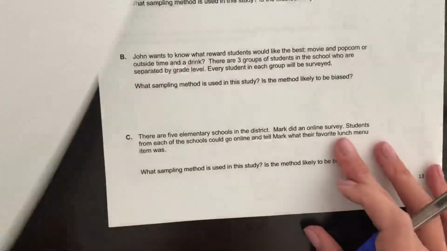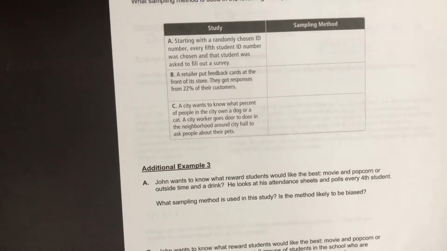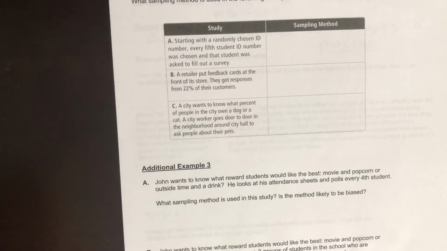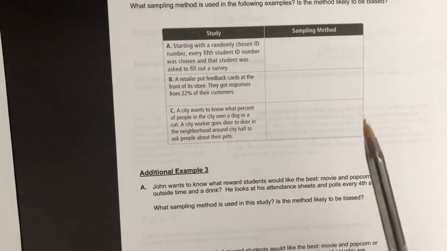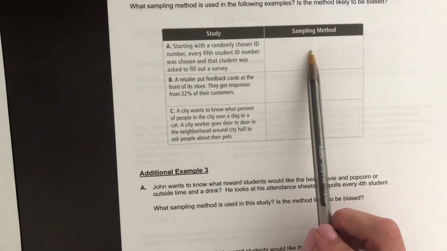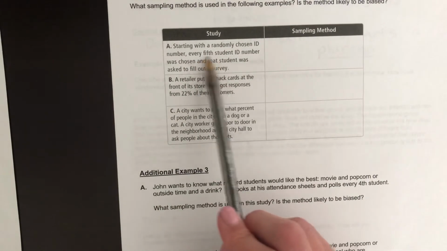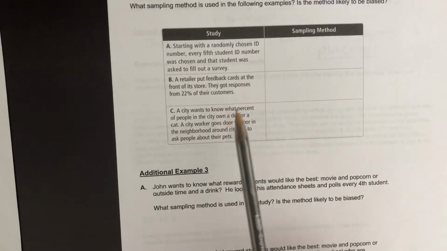All right, moving on. Some practice with this. Go ahead, pause the video and answer these questions. All right, let's go over the answers. For A here, this is going to be systematic. You're looking for that rule of every 5th student. So there's your pattern. That makes it systematic.